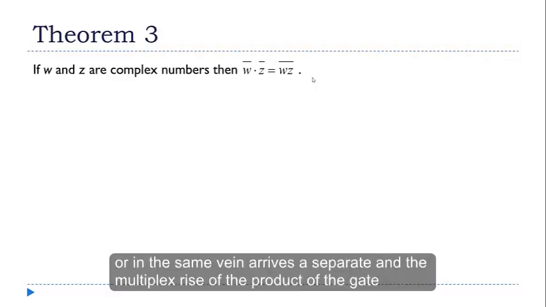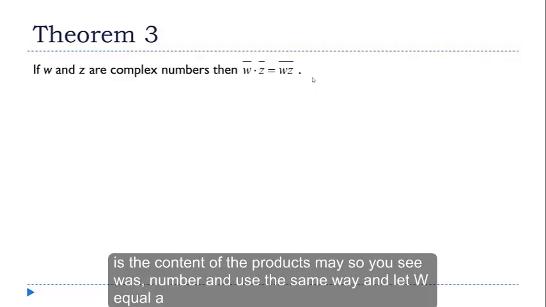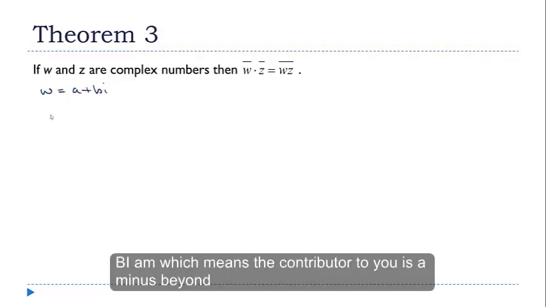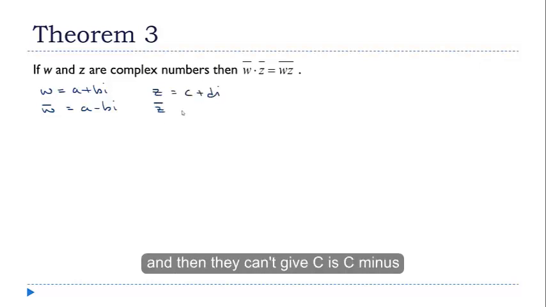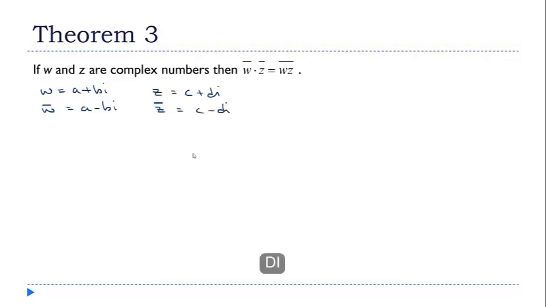Now we're going to do the same thing, except we're going to do it with multiplication, right? So in other words, the product of the conjugates is the conjugate of the products. So let's see what's going on. I'm going to start the same way. I'm going to let W equal A plus BI, which means the conjugate of W is A minus BI. And I'm going to let Z equal C plus DI. And then the conjugate of Z is C minus DI.